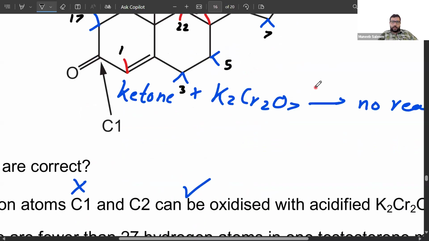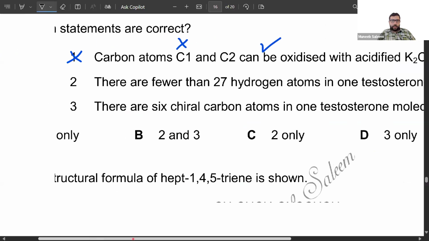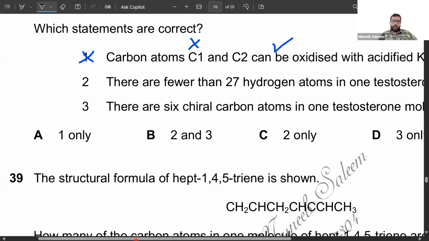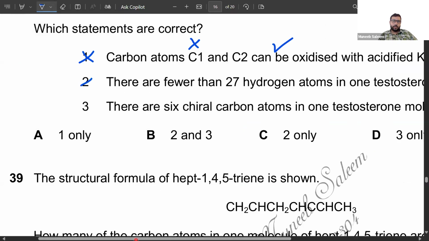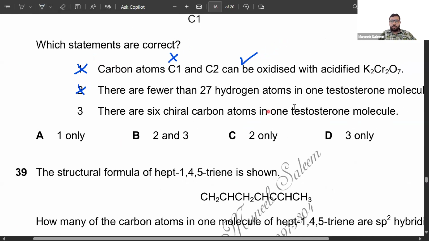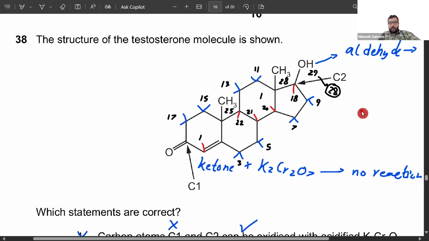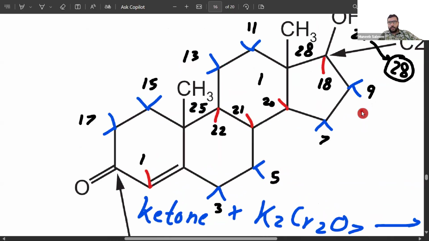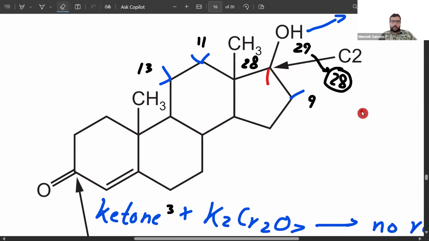So according to that, statement 2 becomes wrong because it says fewer than 27, so that's wrong. Instead, it has more than 27. Now, the third statement says there are 6 chiral carbon atoms in one testosterone molecule. Now, also check how many of the carbon atoms in this molecule are chiral. So I have to raise all of this working to find the chiral carbons.